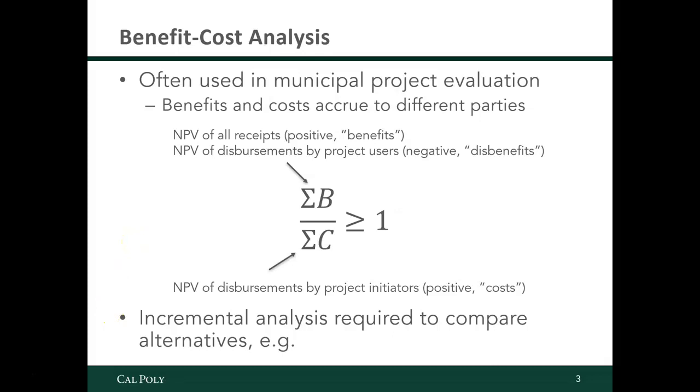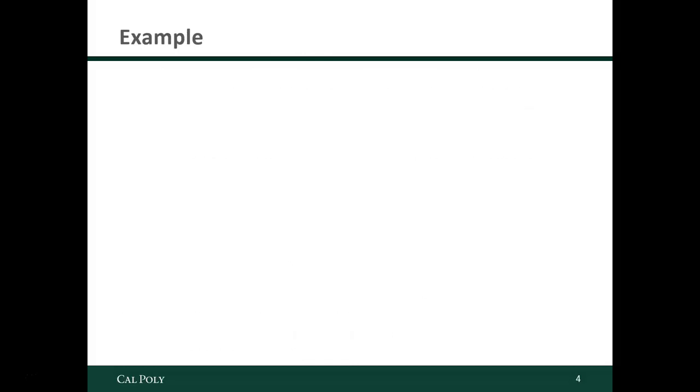Note that you also need incremental analysis in order to compare alternatives. You can't just say the benefit cost ratio is better for option A than option B, therefore we should go with option A. You should do an incremental analysis, meaning you should take the difference between the benefits of the two different things and the difference between the costs of the two different options, and assess whether that's greater than or equal to 1. If you've got more than 2 alternatives to consider, then you take all the pairwise differences and compare all of them.